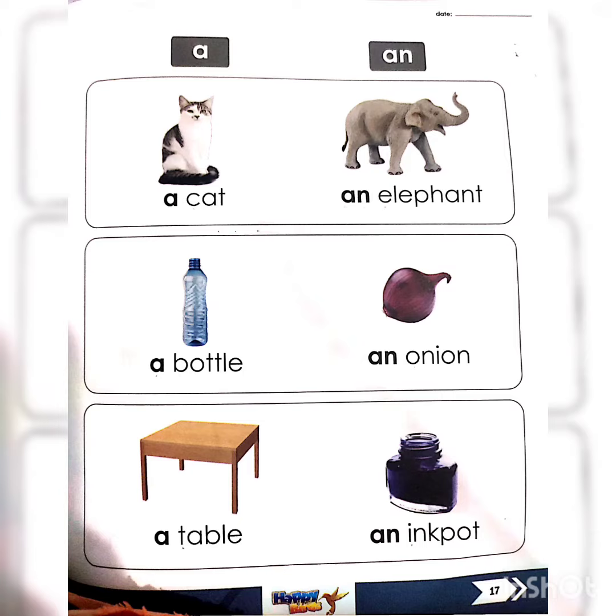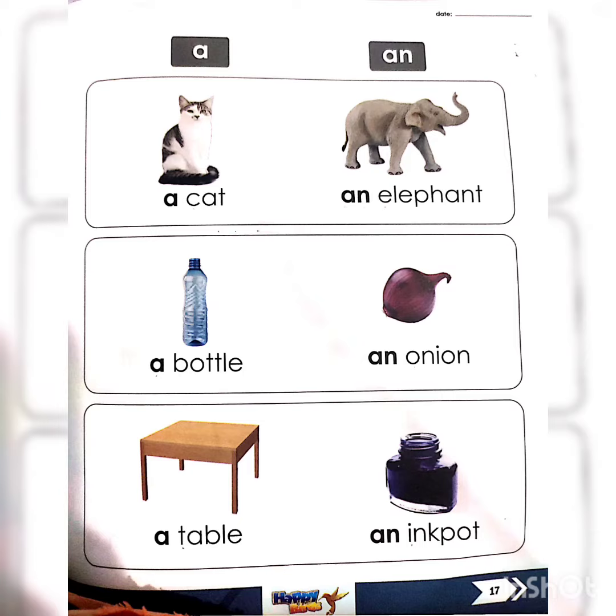Yes, look at the picture. Here is a picture of a cat. Yes, cat starts with a consonant, so that's why we put a before the word cat. The next picture is a bottle. Bottle starts with b. B is also a consonant, so that's why we put a before the word bottle.